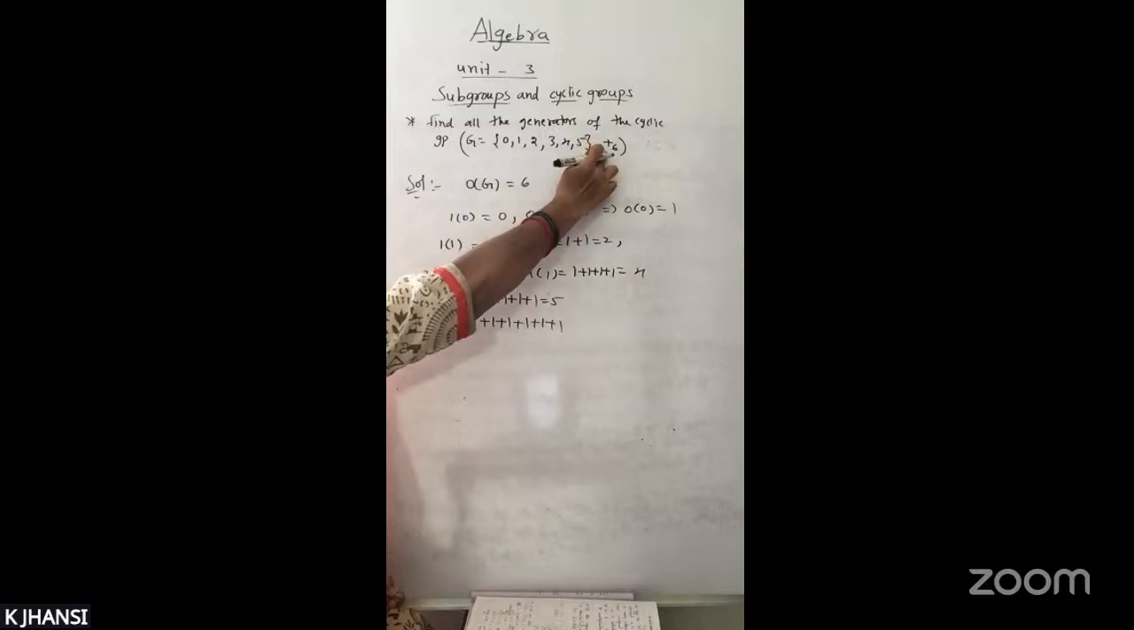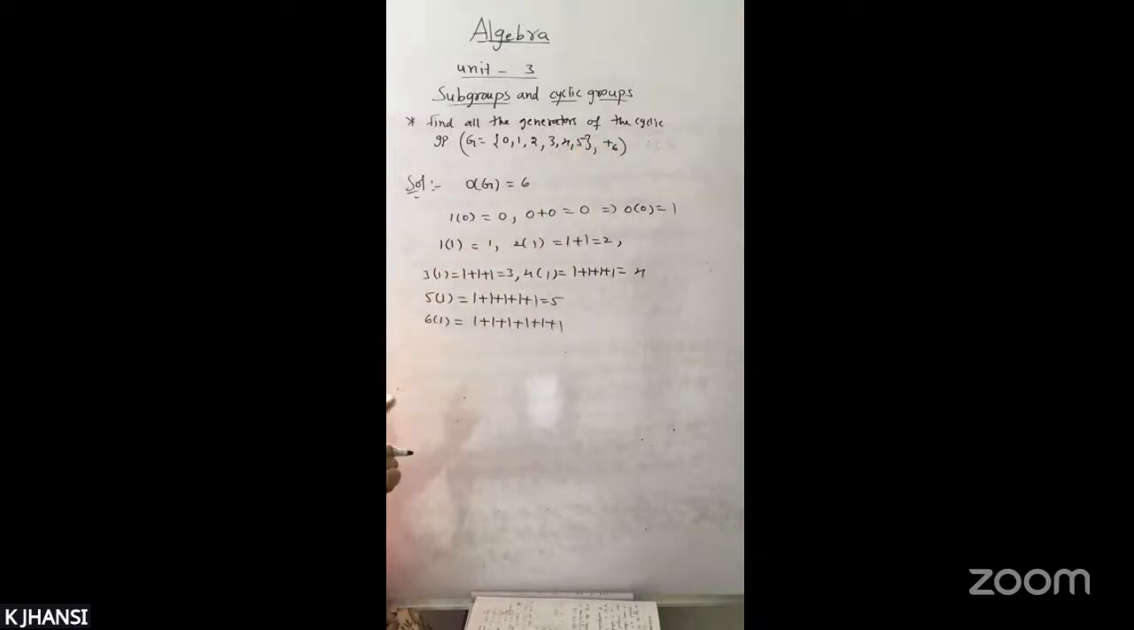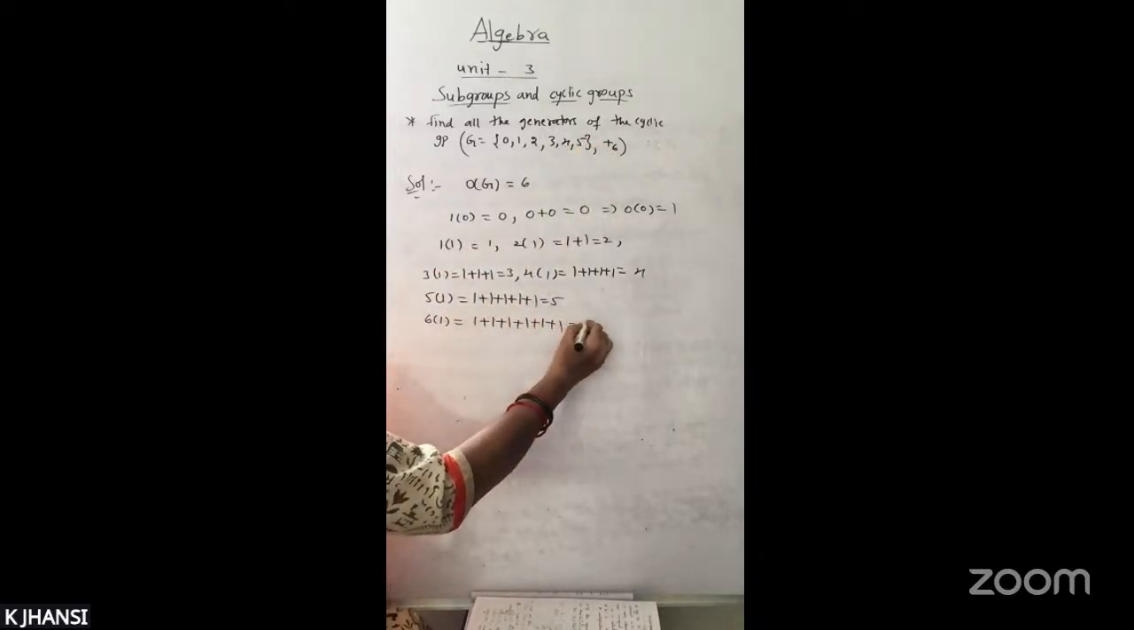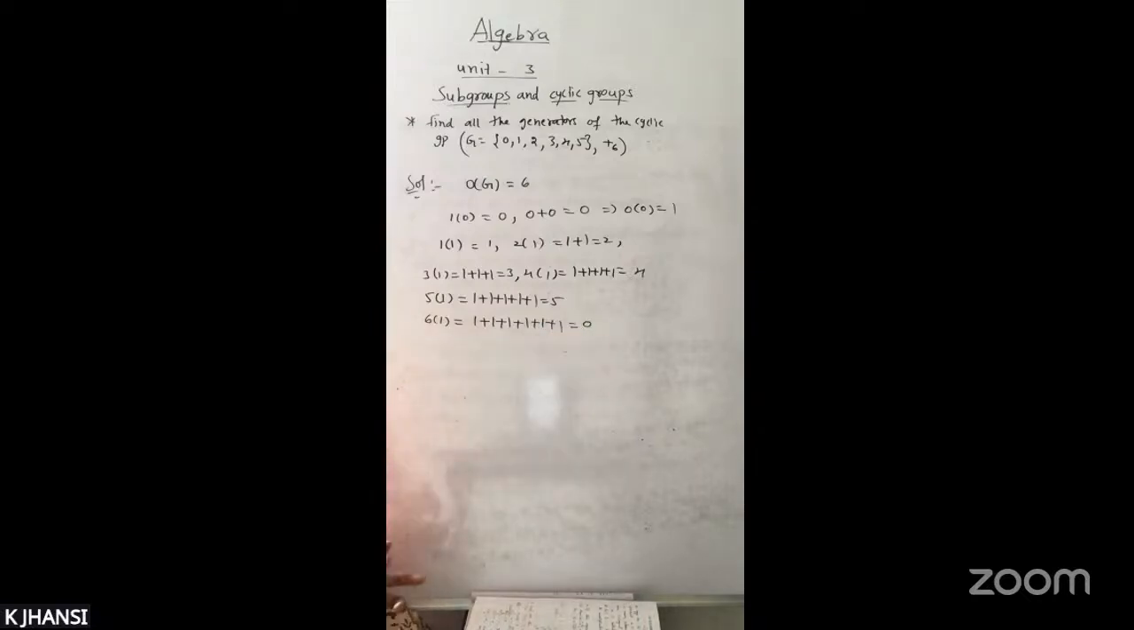But we have addition modulo 6, no? So whenever it is addition modulo 6, you will get the value 0. So for 1, we got 0, 1, 2, 3, 4, 5, which are all present in G. So 1 is the generator of G here. So the order of 1 is equal to 6.